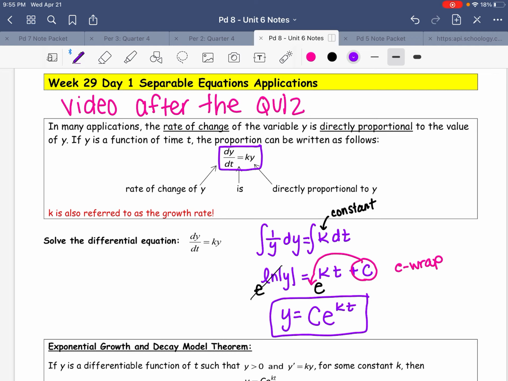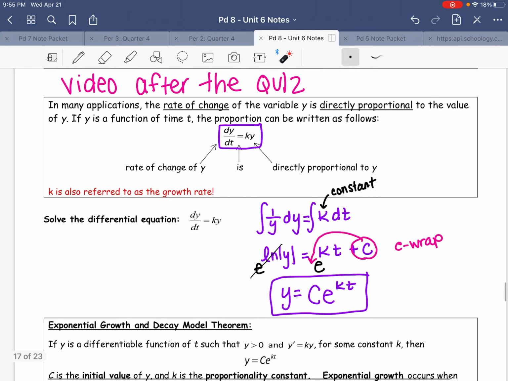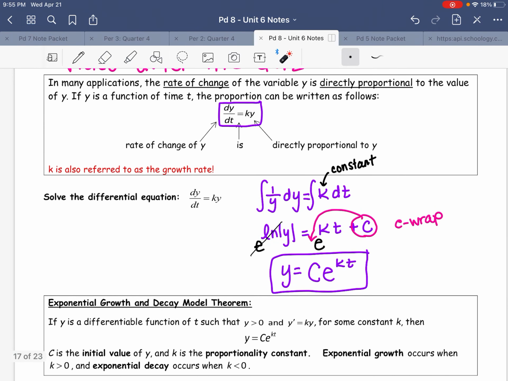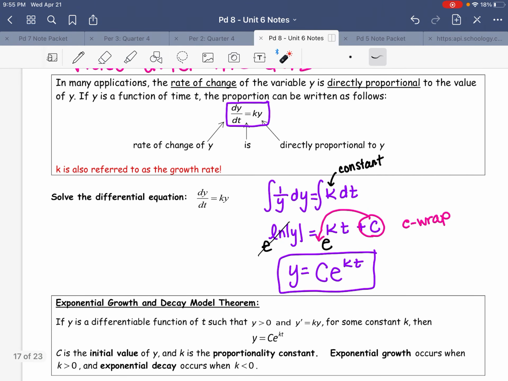Okay, this might look familiar from Algebra 2 and pre-calc. You guys did a lot of equations with growth and decay that said y equals ce to the rt, or maybe pe to the rt. Your teacher might have said PERT. It's the same thing. We're just using different variables. Something to note is that if you ever have a differential equation that looks like this, when you solve it, it will always turn into this.